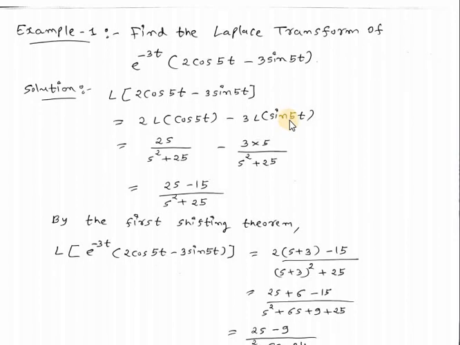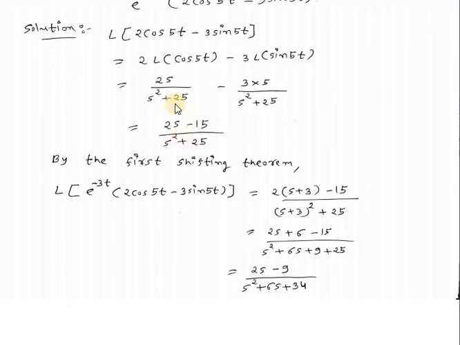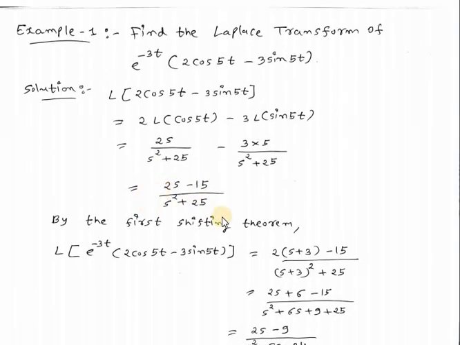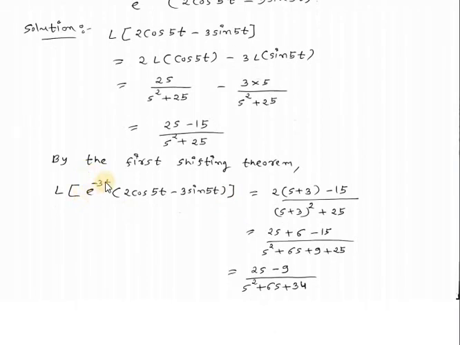Same way Laplace of sin at will be a divided by s square plus a square. So this can be written as 3 into pi divided by s square plus pi square, because here a is pi. So if we simplify it, then it will be 2s minus 3 pi whole divided by s square plus pi square. Now by the first shifting theorem, Laplace of e raised to minus 3t (2 cos pi t minus 3 sin pi t) is given by 2 (s plus 3) minus 3 pi divided by (s plus 3) whole square plus pi square.